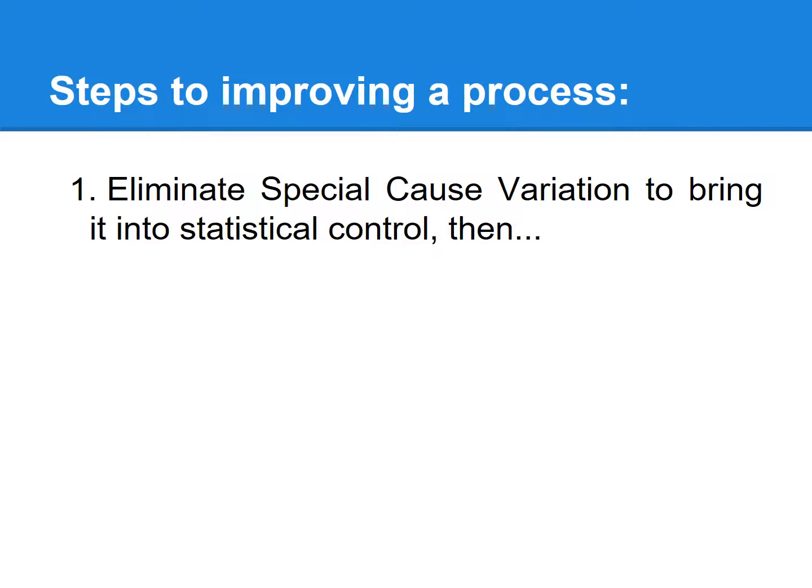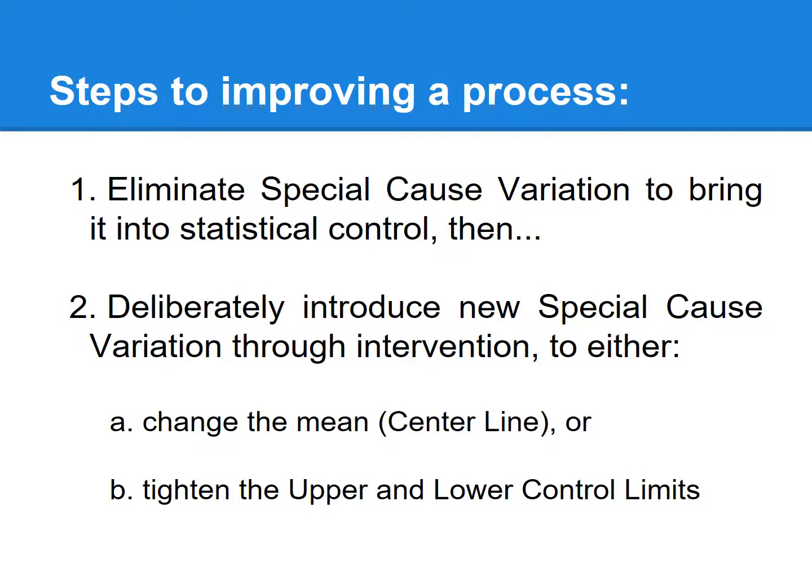Hopefully this will make more sense after you see some examples, but the steps to improving a process using your control chart are to first eliminate special cause variation in order to bring your process into statistical control, and then, after you have a process in statistical control, to deliberately introduce new special cause variation through your interventions, one by one. And each of those interventions are usually aimed at either changing the mean or the center line of your data, or tightening up the upper and lower control limits, in other words, decreasing the variability between the points of your data set.